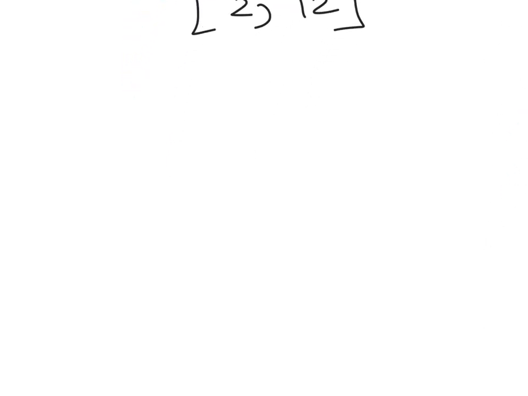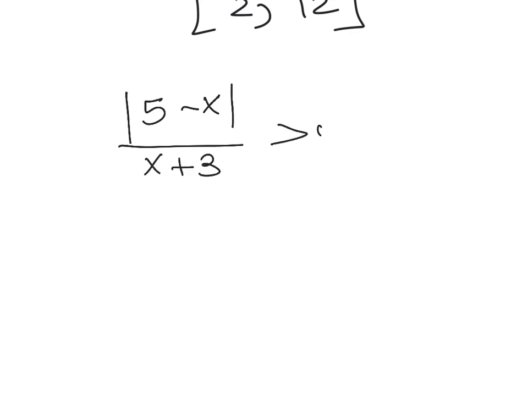Now let's do another type of absolute value inequality where I have something like this. So this looks more like a rational inequality. So don't worry about the absolute value. You will take care of the absolute value as you're doing the sign pattern on your number line. So now think about this as a rational inequality.